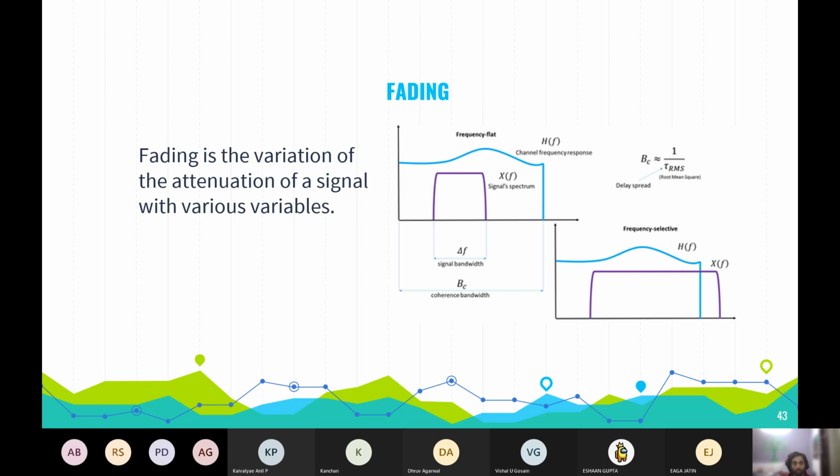So this is very important. Basically we model what the channel will look like using H(f), and the final output that we get is represented as a multiplication of both. So the output is equal to H(f) times X(f).